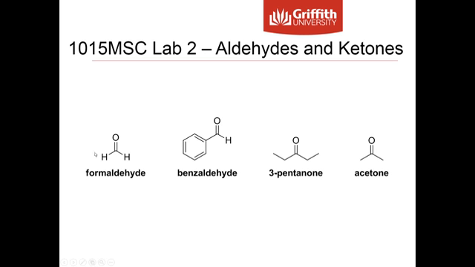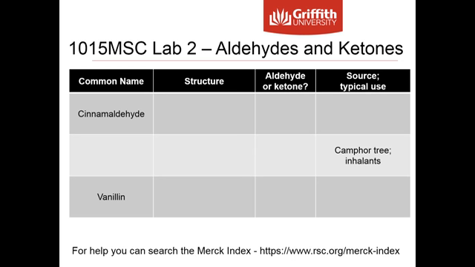Okay, so there are our 4 compounds. Formaldehyde is an aliphatic aldehyde, benzaldehyde is an aromatic aldehyde, 3-pentanone is a ketone but not a methyl ketone, and acetone is a ketone and it is a methyl ketone.